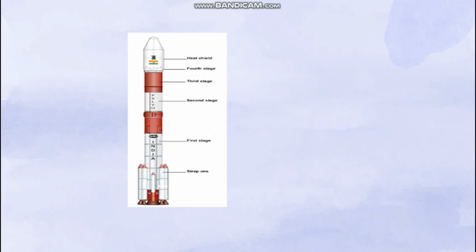In the liquid fuel stages, that is the second and the fourth stage, the engine will be different from that of the solid fuel stage. We use an engine called the Vikas engine in the second and fourth stages, which is developed by ISRO. The payload is kept at the top of the launching vehicle. The first stage gives the highest thrust required to launch the satellite when compared with the other stages. When the fuel in one stage is spent completely, that part of the rocket is detached and the next stage of the rocket gets ignited.